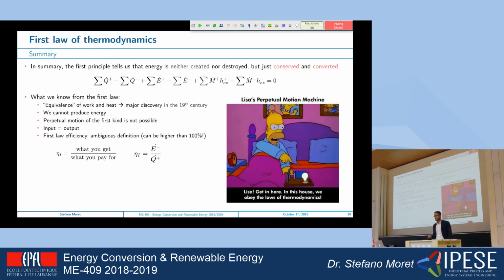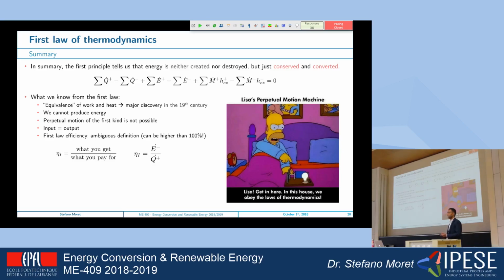So, summing up, what do we know from the first law of thermodynamics? It gives us a key result, which is that work and heat are equivalent somehow, even if it's not correct to use this word, sources, and we can convert one to the other. It tells us that we cannot produce energy, and that perpetual motion of the first kind is not possible. Actually, when Lisa built the system in the Simpsons episode, she built a machine that was running faster and faster. This is a machine that produces energy, which is called perpetual motion of the first kind. And already the first law of thermodynamics tells us that this is impossible. It tells us basically that input equals output.